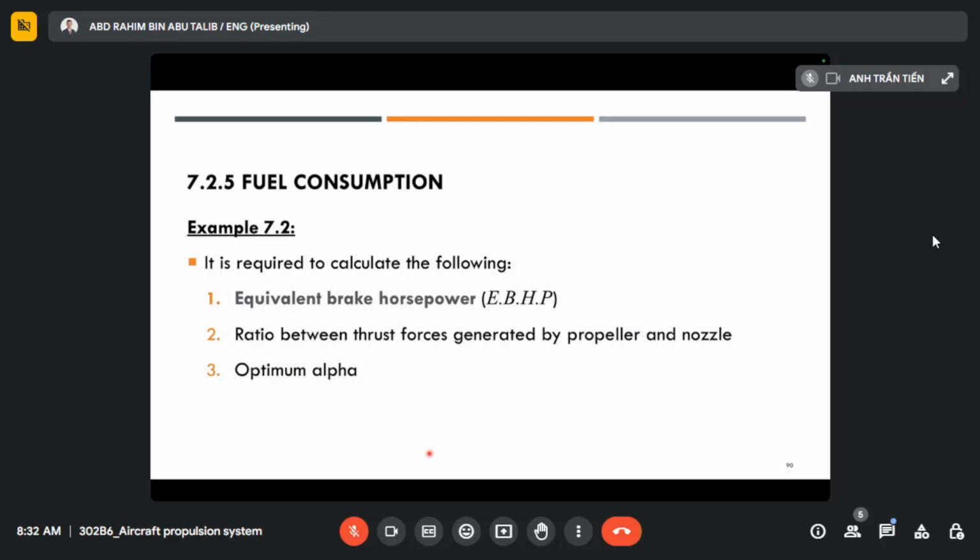What you need to find, basically, it is required to calculate the following. One is that you have to find the equivalent brake horsepower, EBHP. And then you have to find the ratio between the thrust forces generated by the propeller and the nozzle. And finally, finding the optimum alpha.